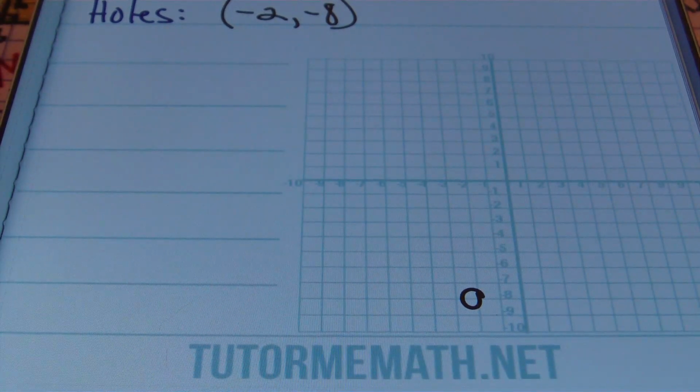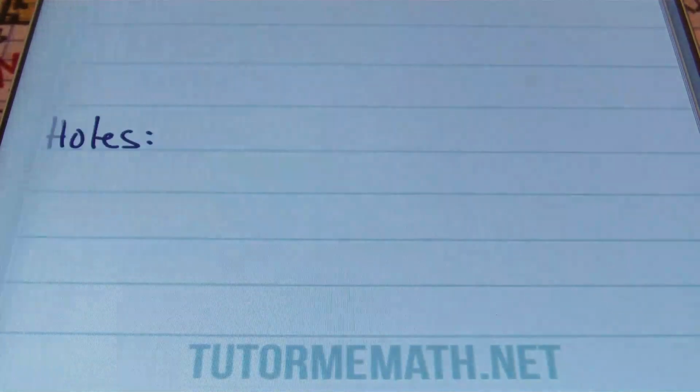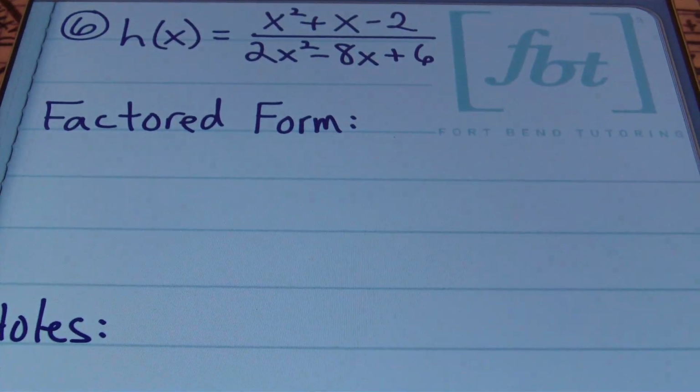All right, so now we're moving on to problem number 6. In problem number 6, ladies and gentlemen, we have h of x equals (x squared plus x minus 2) divided by (2x squared minus 8x plus 6). We need to factor this rational function completely in order to identify any holes that we may have. So, our factored form of this original problem?